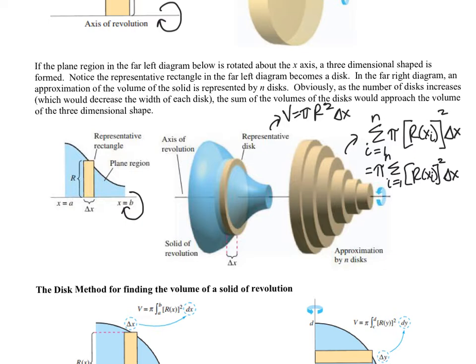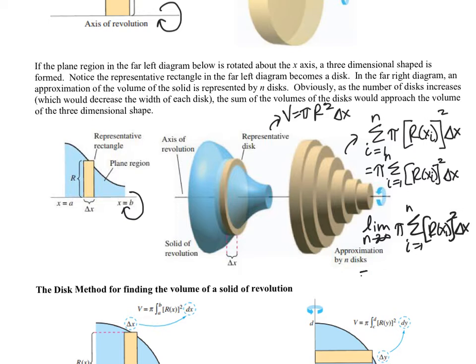So now imagine, if you will, if we were to take a limit as n approaches infinity, let the number of disks, or the number of right cylinders, just increase on into infinity. So if we take the limit as n approaches infinity of pi times the sum as i goes from 1 to n of R of x sub i squared, so pi r squared, and then times the height of each one, what that is is an integral, isn't it? It's the definition of an integral.